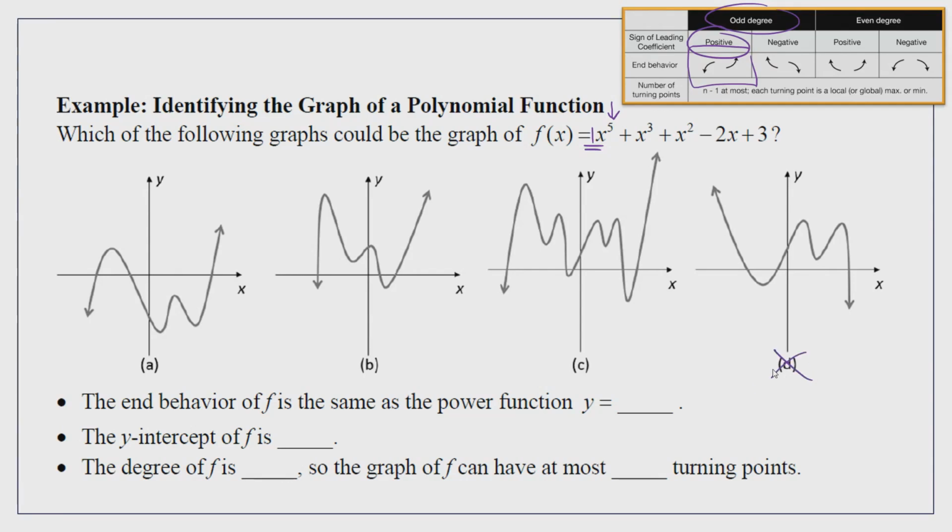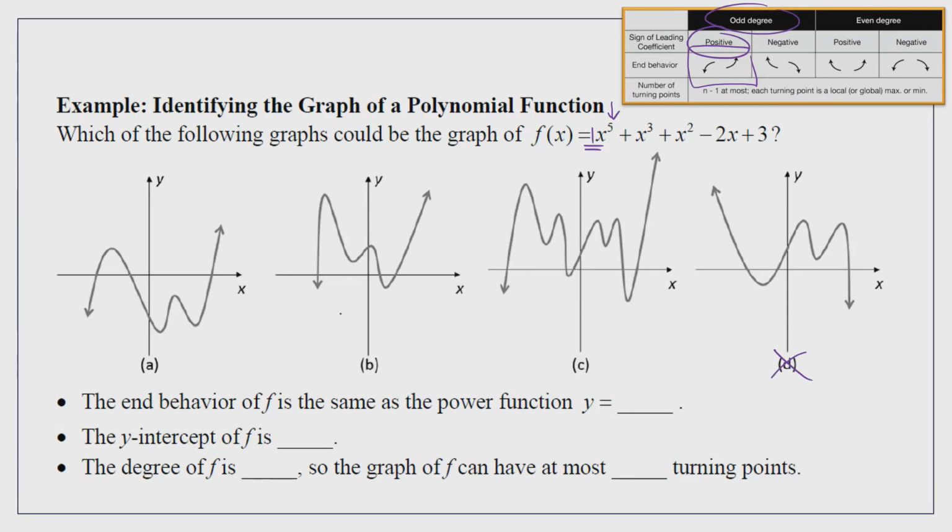Now the next step is to identify the number of turning points, because we know this polynomial will have at most n minus 1 turning points. This is similar to what we did on a previous problem. We know that the degree is 5, so the maximum number of turning points that it could have is at most 4.